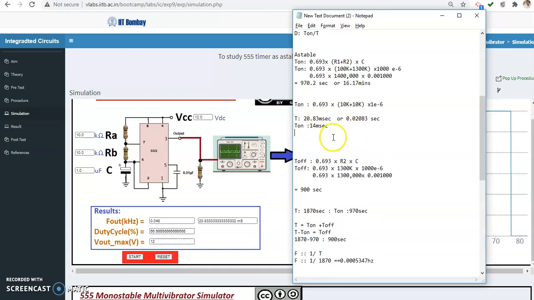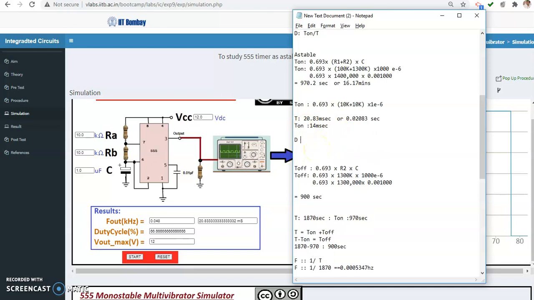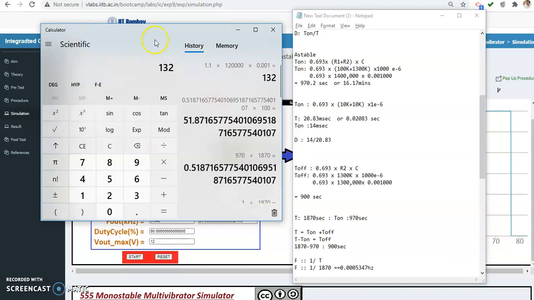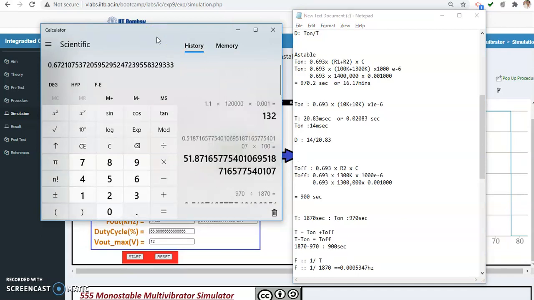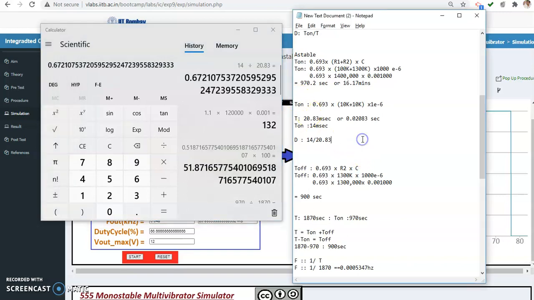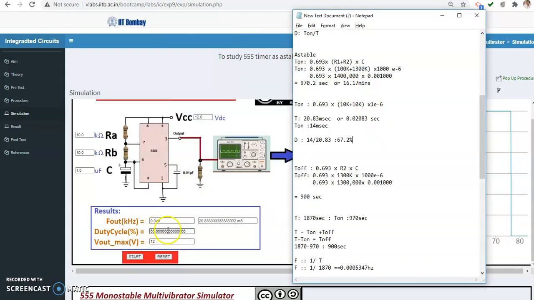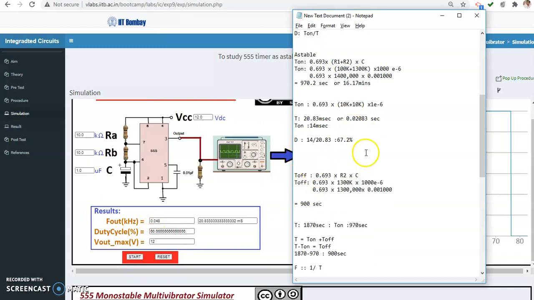So total time. Okay. So you are going to use the duty cycle. Duty cycle is equal to 14 divided by 20.83. Both are in milliseconds. Then use the calculator: 14 divided by 20.83, the answer is 67.2%. See that, near to that is 66. So almost the same. Okay, both are the same. Okay, fine. So this is method number one.